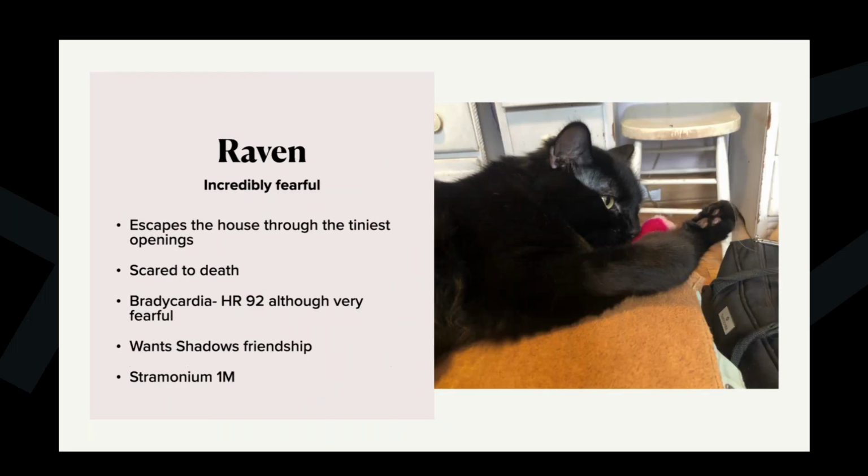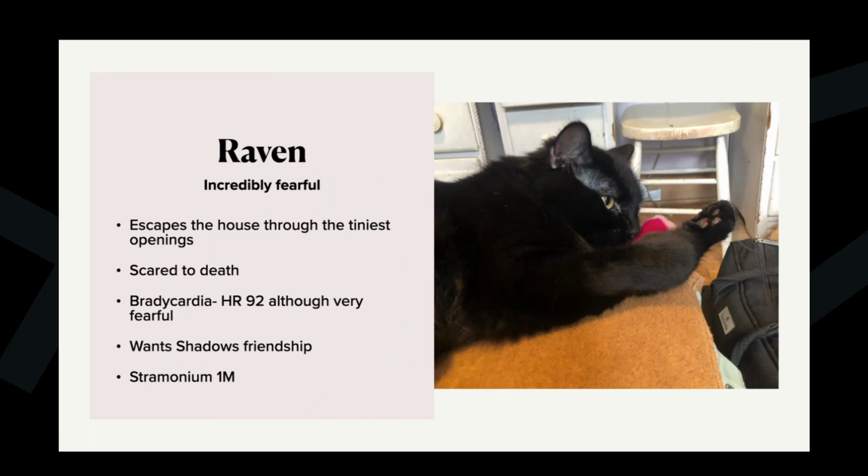Here's another couple kitties. This is Raven. He was incredibly fearful, especially of, we didn't really know what. The person didn't really know what. She thought maybe noises. She didn't know. All of a sudden, he'd just get it into his head that he was scared to death of something. And he would escape the house through the tiniest openings. Luckily, her whole yard has cat fencing that's completely covered over the top with chicken wire.